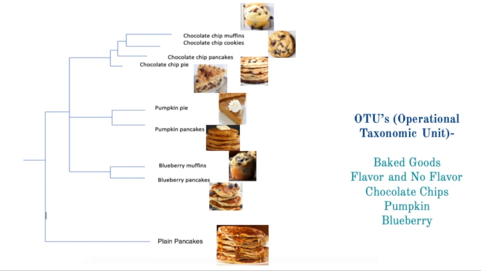OTUs, or operational taxonomic units, are used in this tree. Our first one are the baked goods. It is then separated into flavored and unflavored baked goods, and then for the flavors, we are separated into chocolate chip, pumpkin, and blueberry. We use this tree to measure how closely related these OTUs or baked goods are.